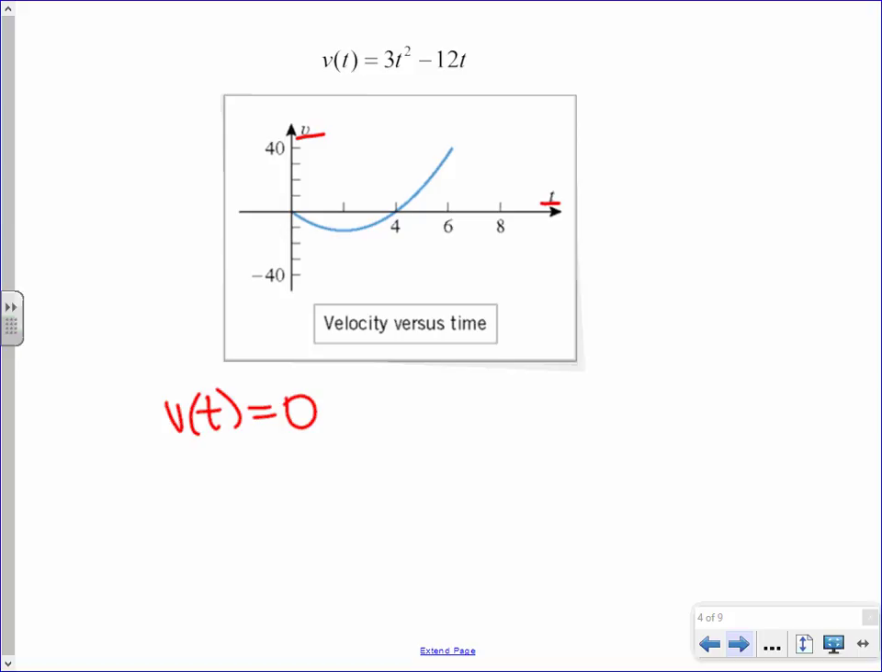Where is our velocity 0? Isaac, where is it 0? 0, 4. Okay, and so Isaac, what does it mean if our velocity is 0? It's not moving.